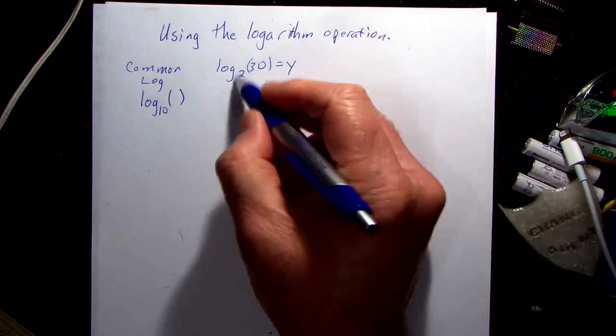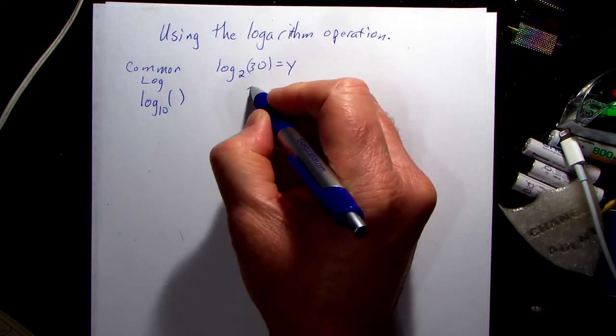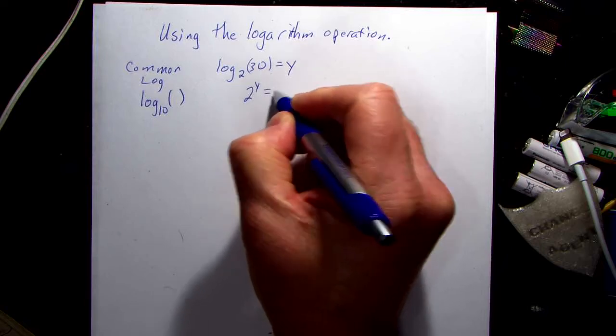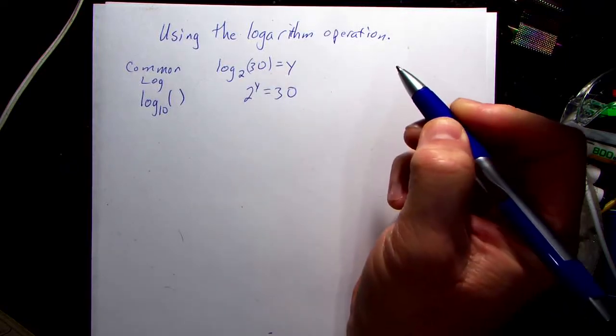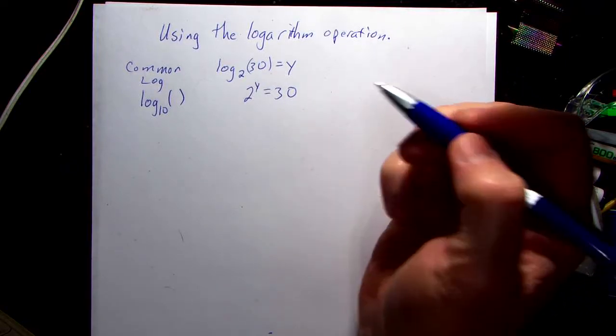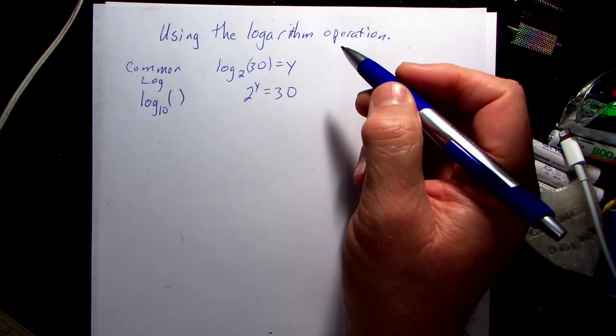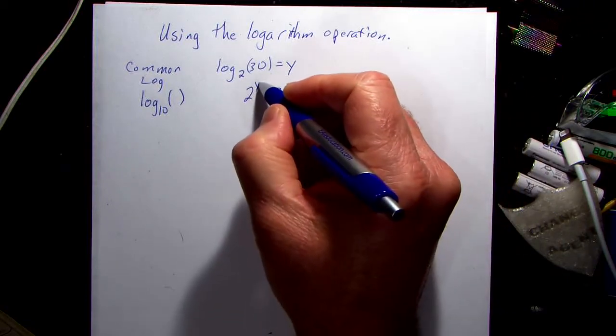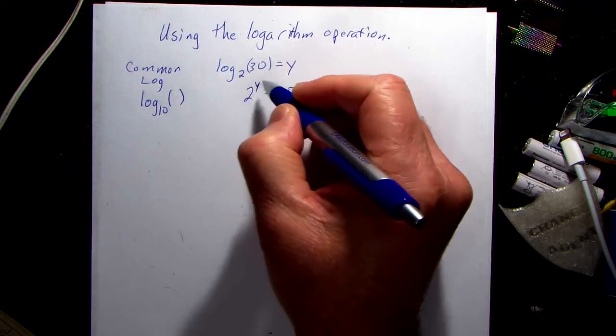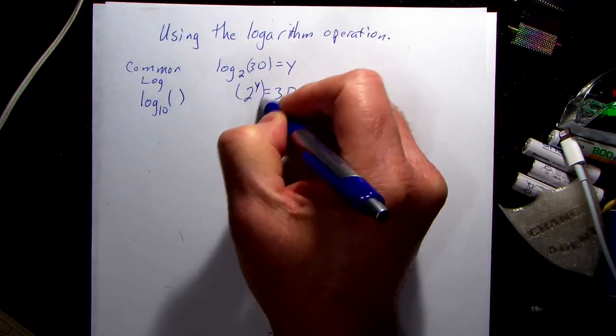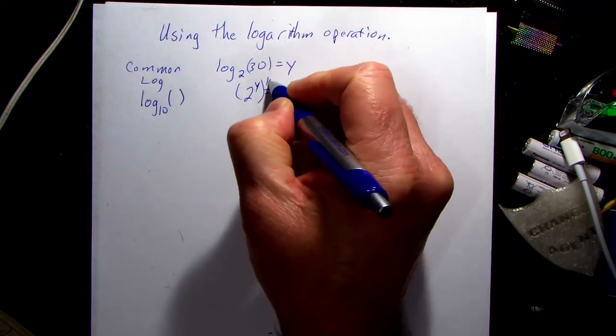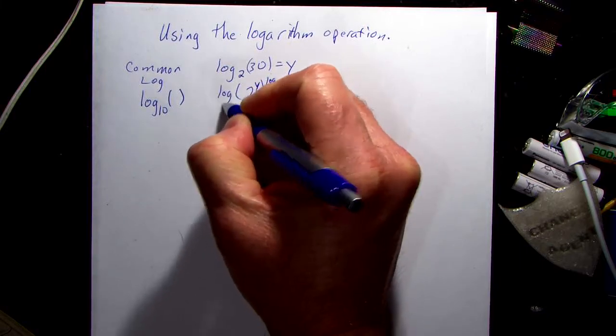Now, we can rewrite this out of logarithmic form into exponential form, and then, since logarithm is an operation, it is something that we can do, which is the inverse of having an exponent up here. We can actually take the logarithm of both sides.